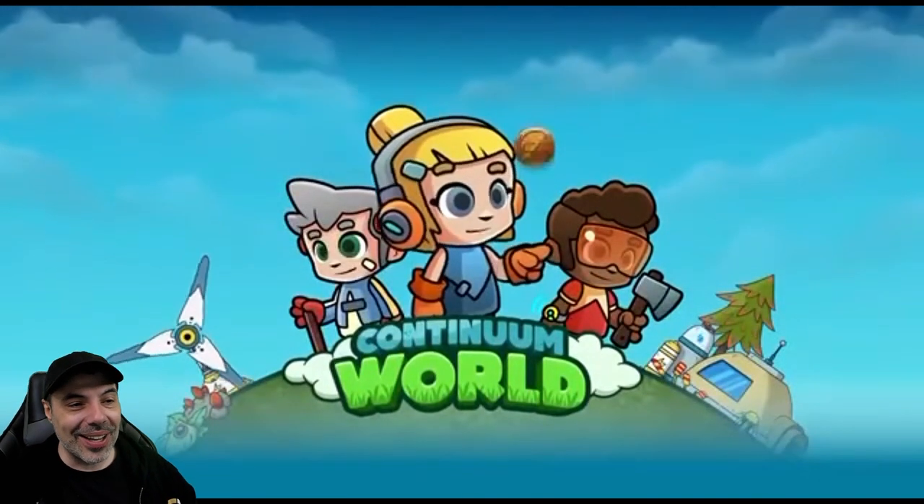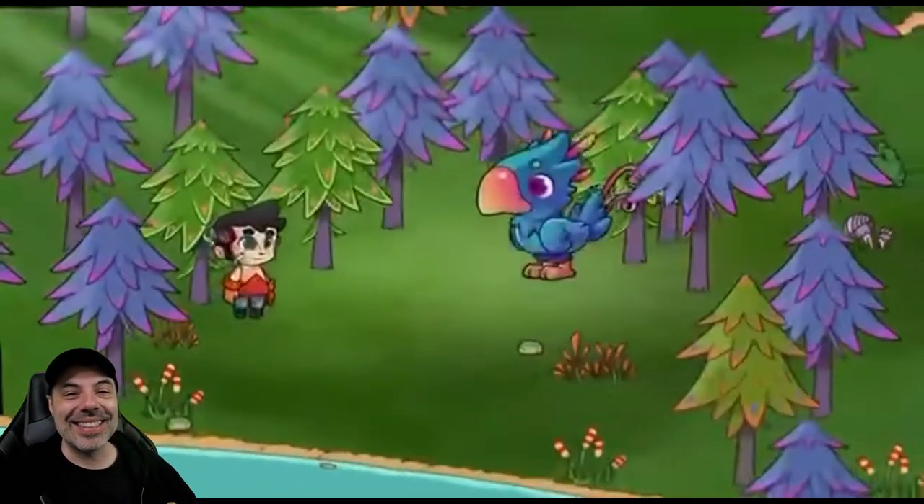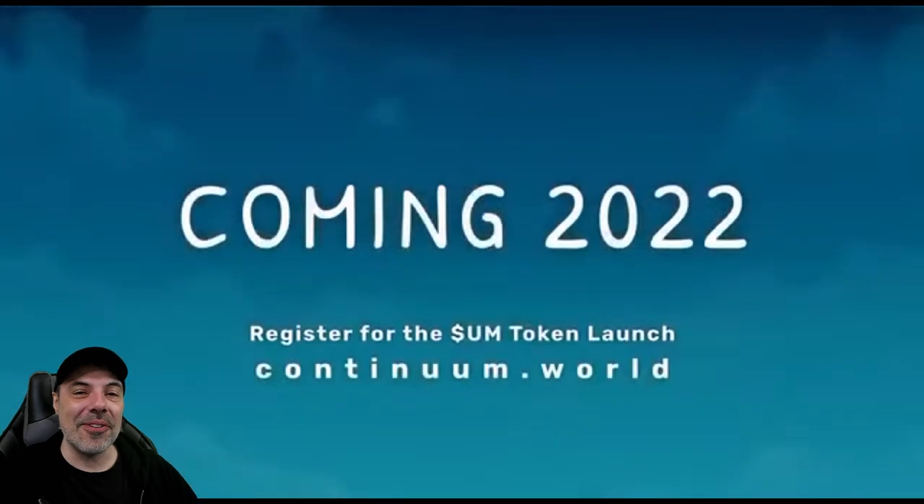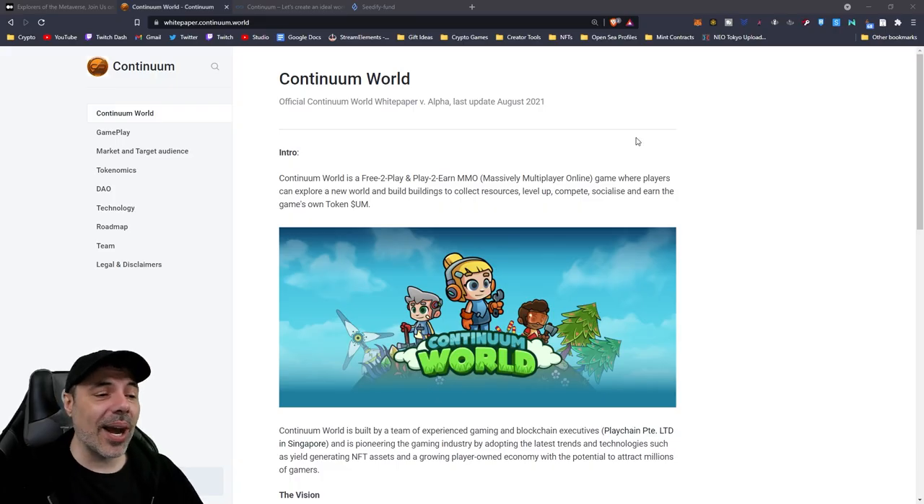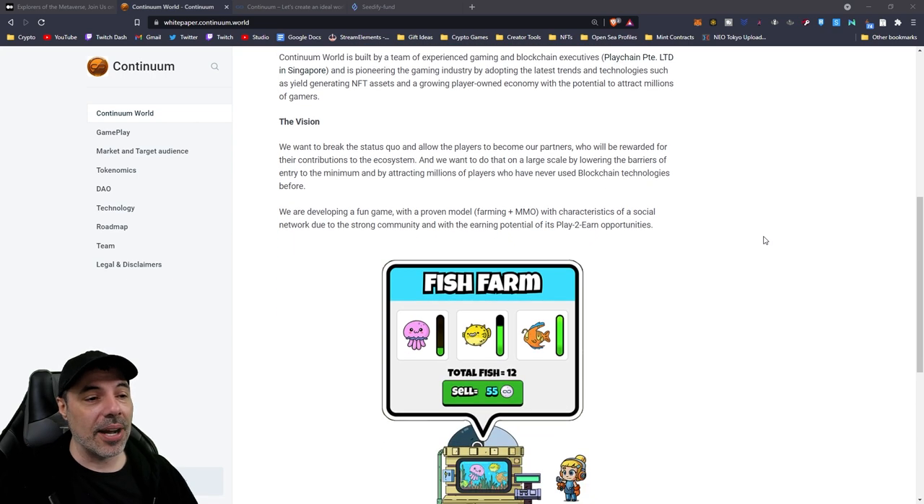I think it's a really, really neat idea, the way they have everything presented. And this is the pets that we were talking about earlier. Kind of reminds me of chocobos from Final Fantasy. And that brings us to the white paper, where we got a deeper dive into some of the information. Talks about what Continuum is and the vision for the skilled team of devs that they have behind the project.